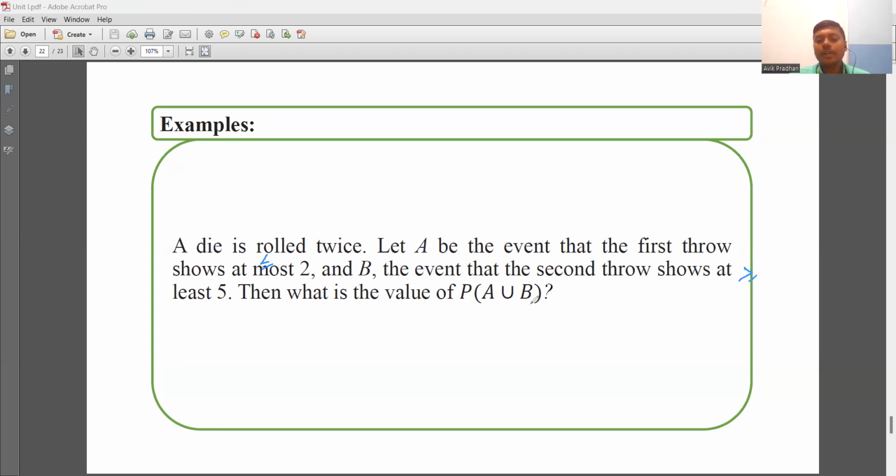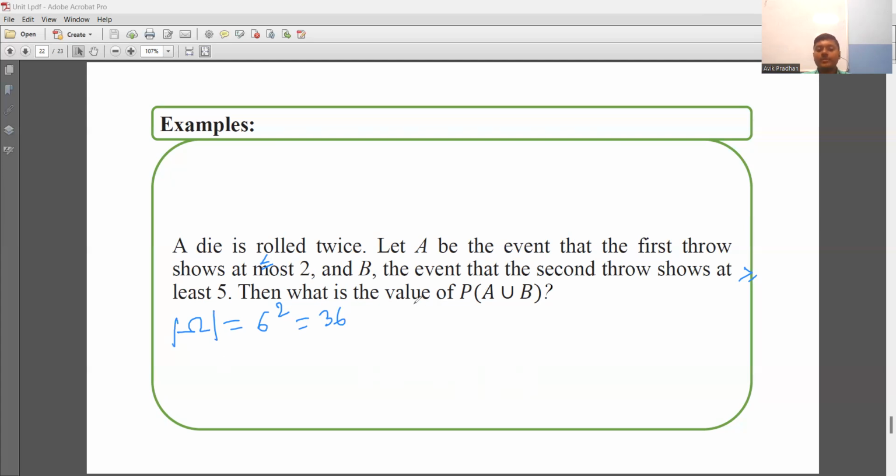Then what is the value of probability of A union B? So basically, if I think about the set of all possible outcomes, which is omega, then there are 6 to the power 2, because I am rolling the die 2 times. If I roll a die one time, then the number of possible outcomes will be 6, because 6 possible outcomes are there: 1, 2, 3, 4, 5 and 6. So if I roll the die 2 times, I'll have 6 into 6, that is 6 square, equal to 36 possible outcomes for rolling a die 2 times.